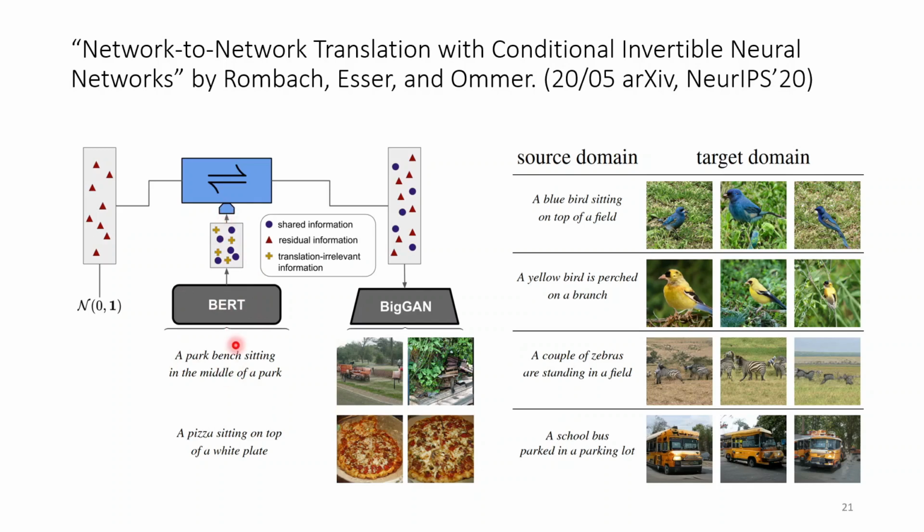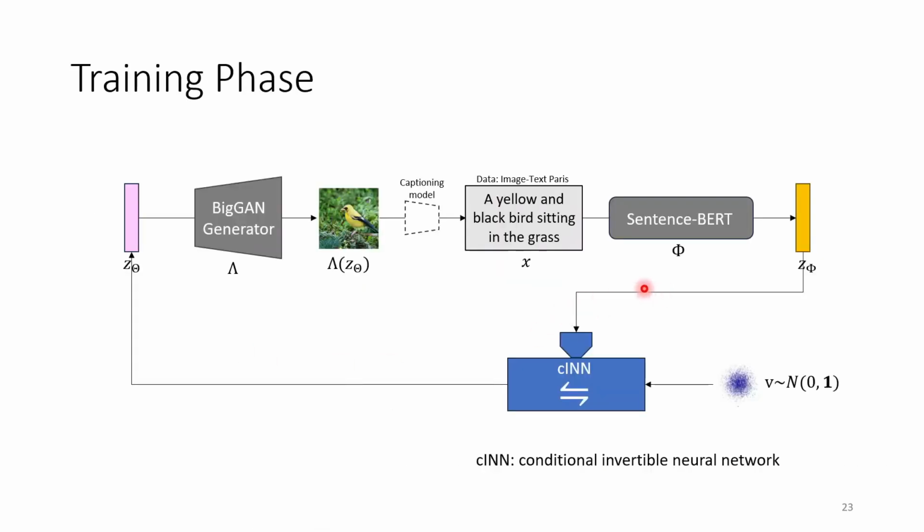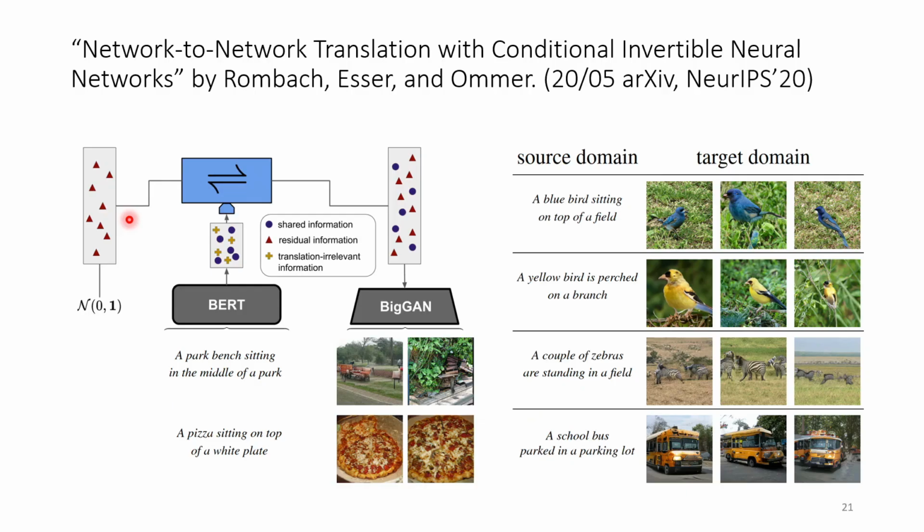Let's see again. It means given a sentence, convert it to a vector representation. And with the vector representation and a random signal, they can generate the representation of the input of the BigGAN. This is the part. They put it into BigGAN and generate images. So you can see the whole process.